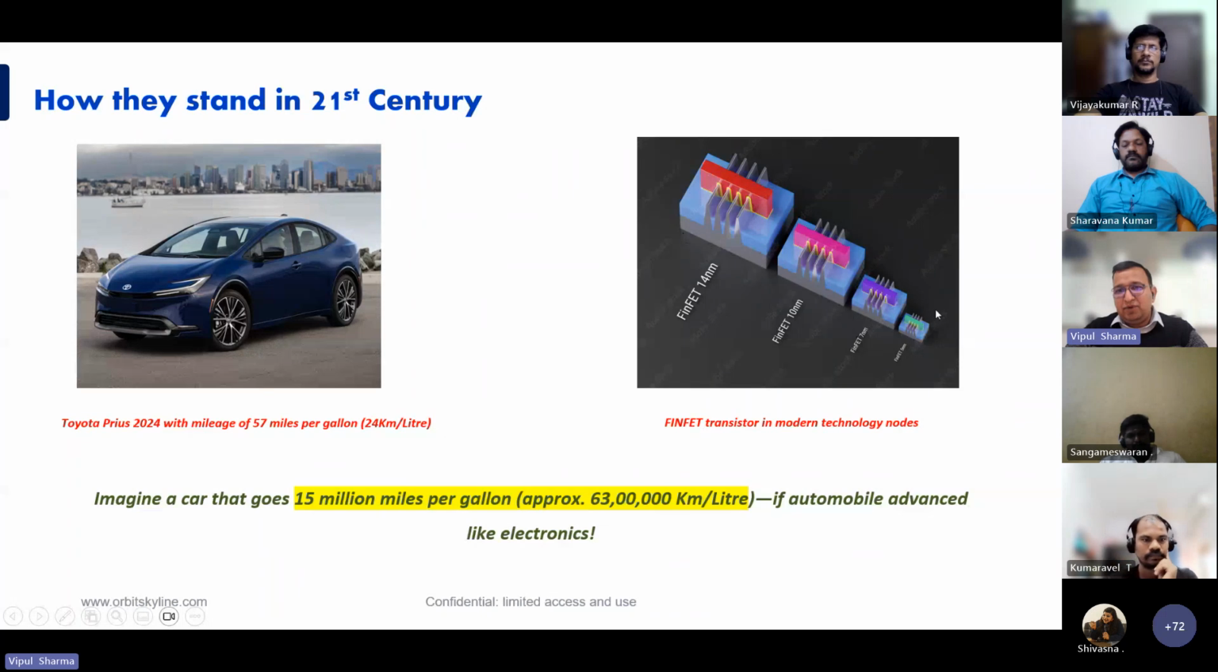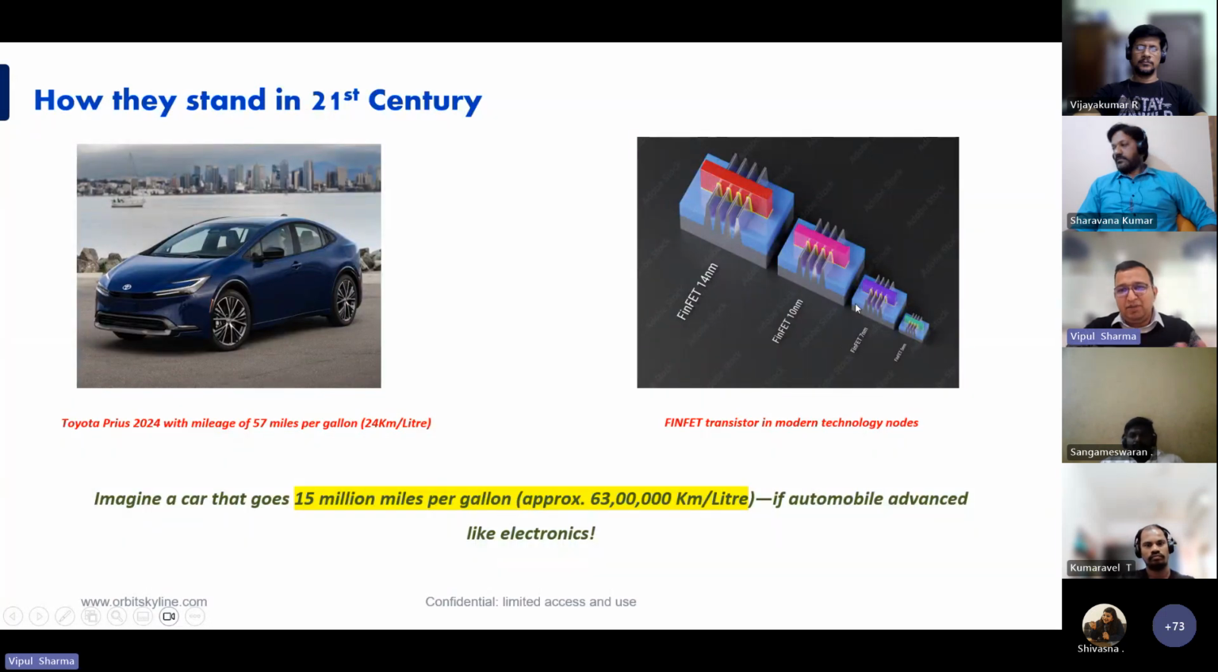And these are the progresses, and these are the modern latest variations of transistors which are being used to build all the modern ICs or chips. And now you can see the kind of progress which automobiles have made from this to this, and the kind of progress which transistors have made from this to this.